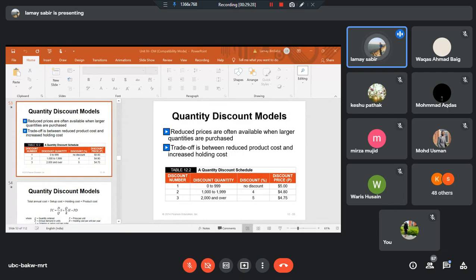Now, how do we handle this type of problem? How do we estimate the economic order quantity when the supplier is offering us quantity discount and we are looking for the best deal? If you are looking for the best deal, how do we do so?